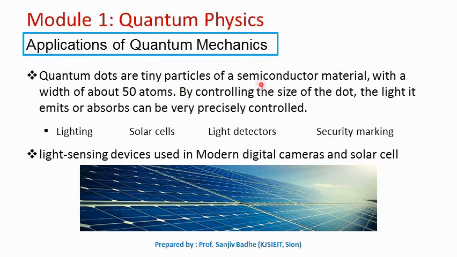Quantum dots are tiny particles of a semiconductor material with a width of about 50 atoms, so around 50 angstroms. We can control the size of the dot, and with the help of that, the light emitted or absorbed by the quantum dot can be precisely controlled. These quantum dots are used in lighting systems, solar cells, light detectors, security markings, etc. These light sensing devices which make use of quantum dots can be used in modern digital cameras or solar cells.